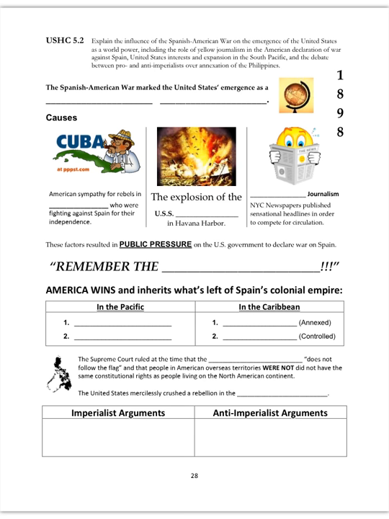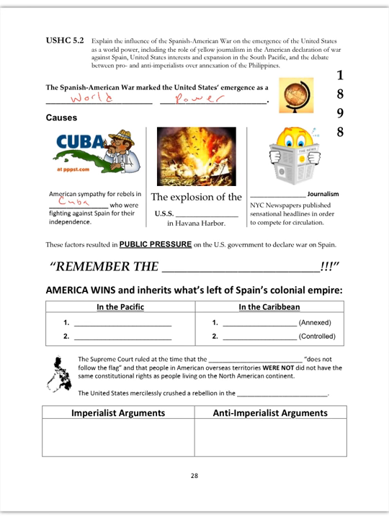So the Spanish-American War marked the United States' emergence as a world power. This is happening in 1898. So the causes of this: Cuba was a territory of Spain and it wanted independence. So there was American sympathy for rebels in Cuba who were fighting against Spain for their independence.